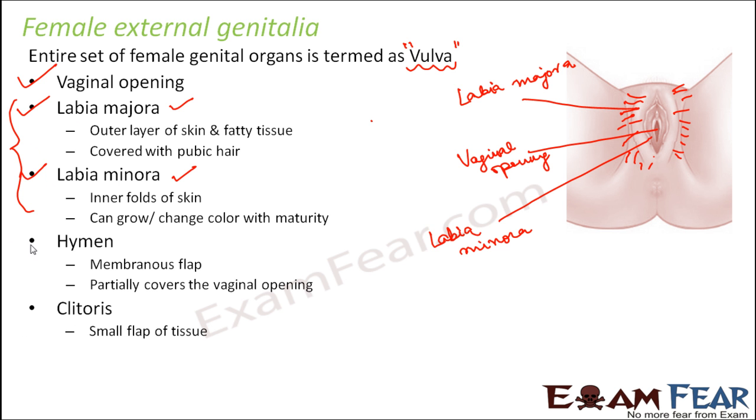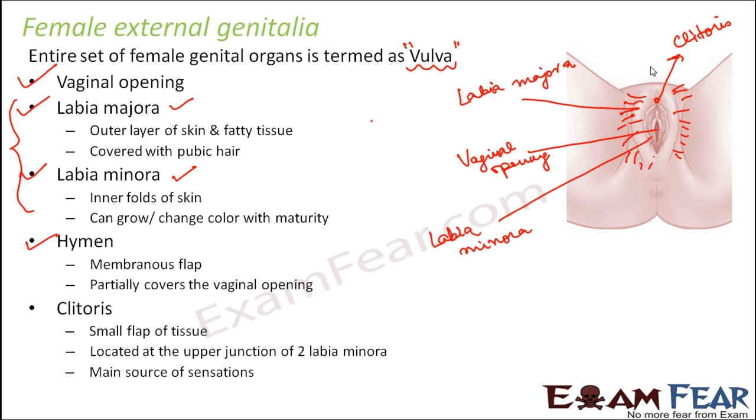Next is the clitoris. And where is the clitoris found? This portion here is the clitoris. It is a small flap of tissue which is located at the upper junction of the two labia majora. These were the two labia majora. This is one and this is another one, and this is the point where they join. This junction between the two labia majora is called the clitoris.